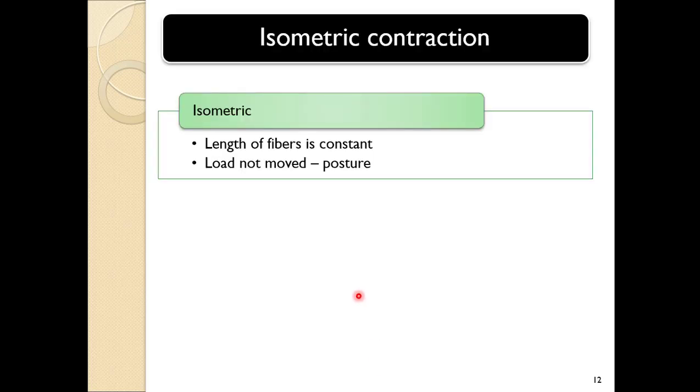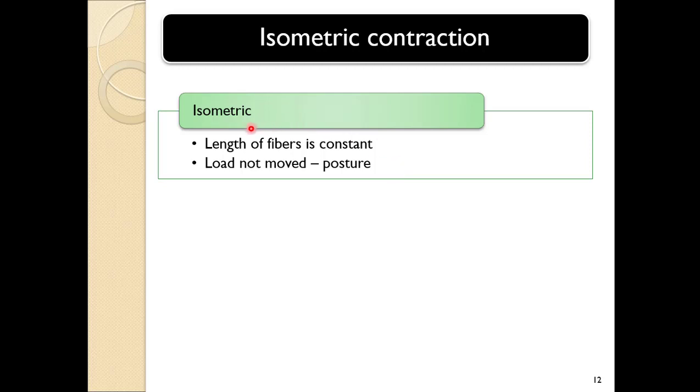All right, the other type of muscle contraction is isometric. So notice that this is separated out from the other ones, because an isometric contraction is one where the length of the muscle fiber does not change. Okay, so the fiber length is constant, and because of that, the load is not moved.